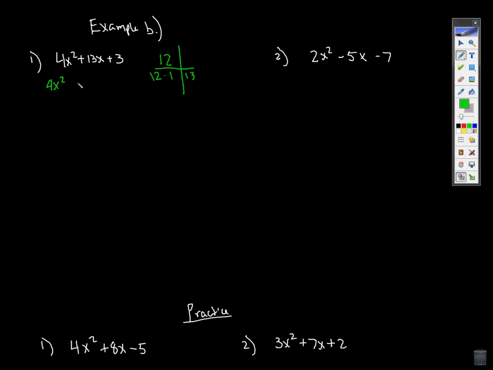So 4x squared stays the same, but I want to represent 13x as the combination of 12x and 1x. Okay, so I haven't really done anything to the equation yet, but I purposefully split this center term into two different numbers. Okay? And now what I'm going to do is just deal with half of the equation at a time. I'm going to just look at this part, and I'm going to just look at this part. Just deal with them completely separately.